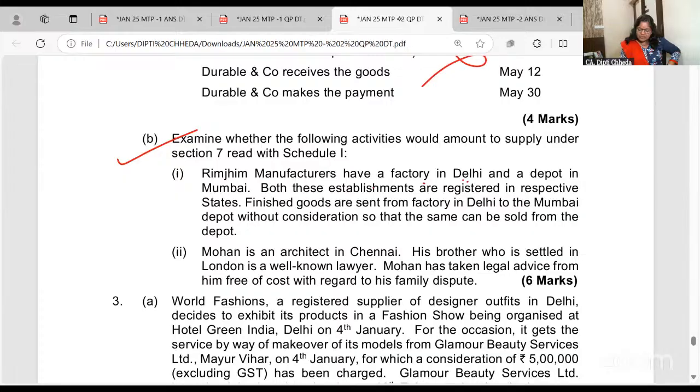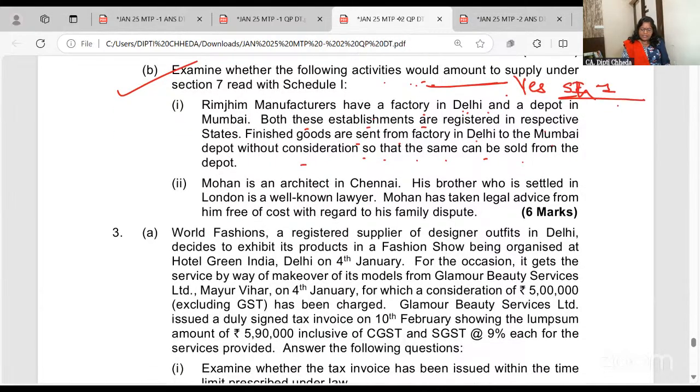Rimjim have manufactured in Delhi and a depot in Mumbai. Both are having registration. Finished goods are sent from Delhi to Mumbai without consideration so that same can be sold. Whether following activities would amount to supply or not? Answer is yes. Head office to branch and all, and they are in separate state. So it is supply between two distinct persons. It will come in Schedule 1 and definitely you will have to take it as supply.